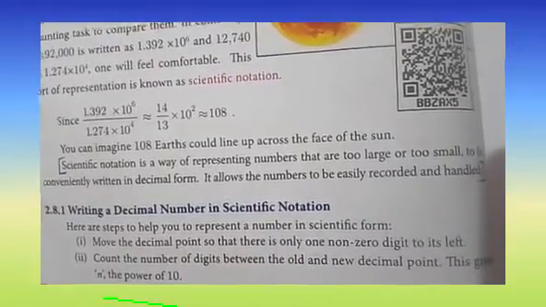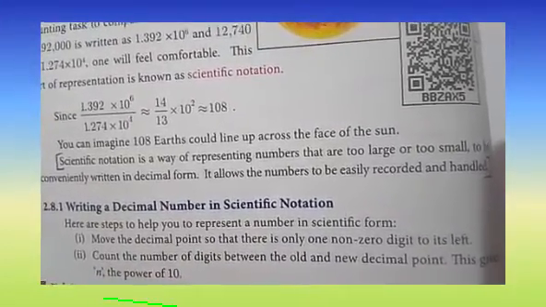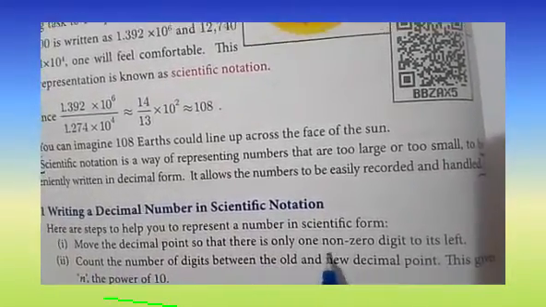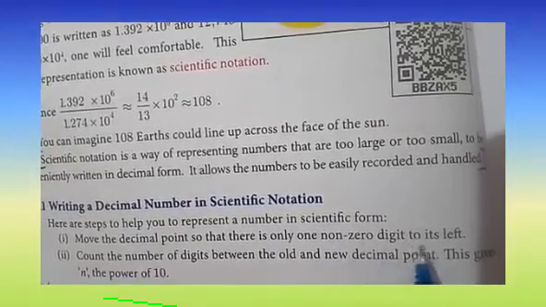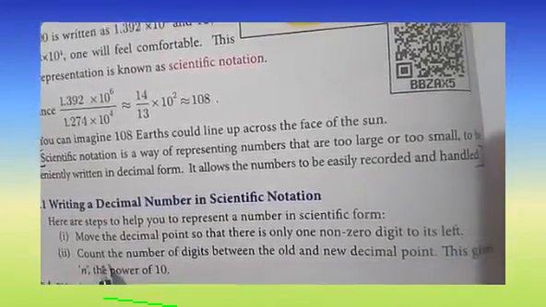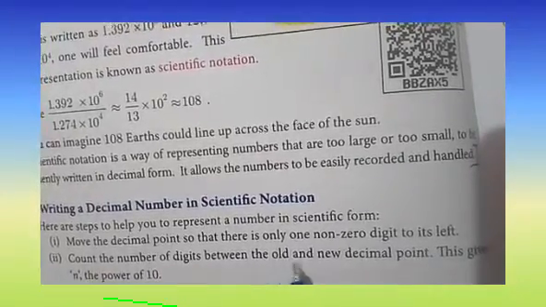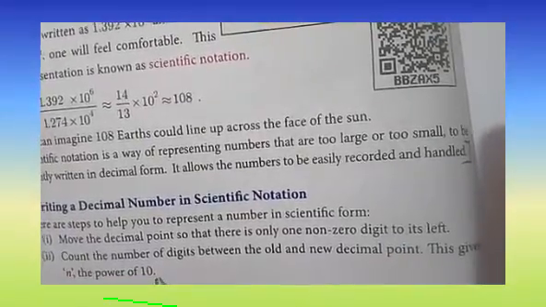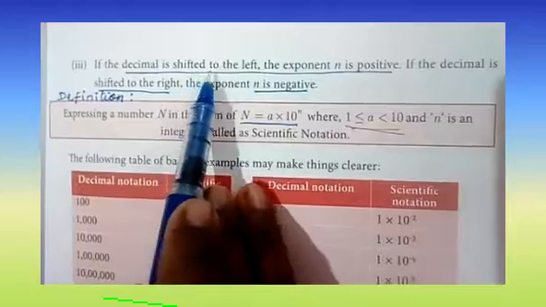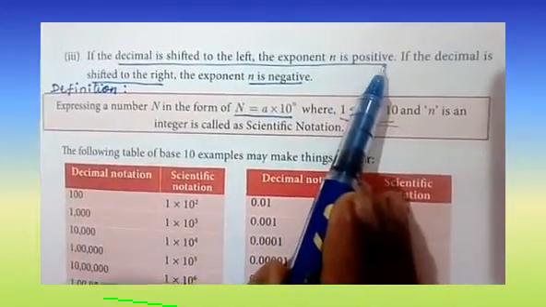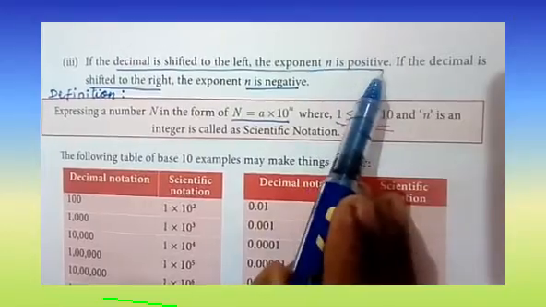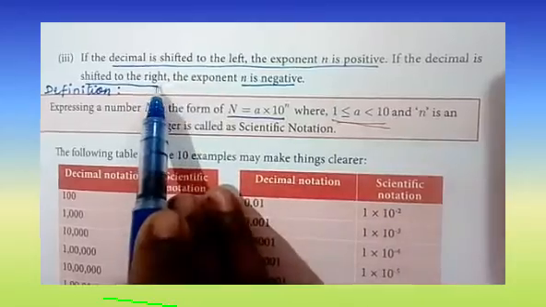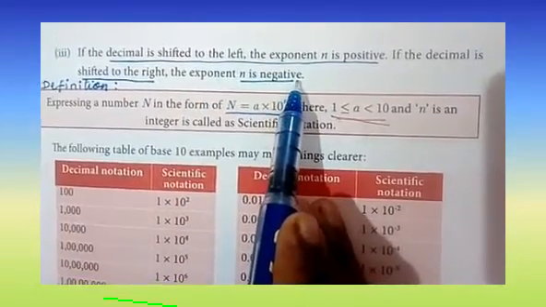Students, now the way to convert a decimal number into scientific notation. The steps are: first, move the decimal point so that there is only one non-zero digit to its left. Then count the number of digits between the old and new decimal point. This gives n, the power of 10. Third, if the decimal is shifted to the left, the exponent n is positive. If the decimal is shifted to the right, the exponent n is negative.